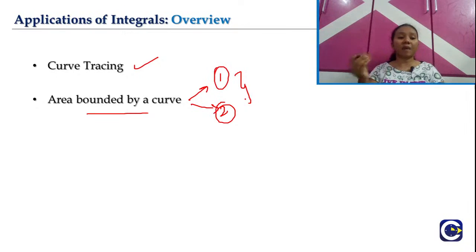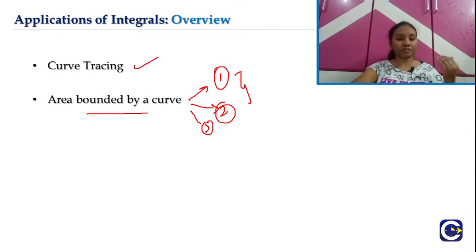But there is one more part in area bounded by a curve, the third part, where the curve is in parametric form. What happens if we have a parametric form, and how do we find the area bounded by it? That we are going to discuss today. So we are going to start with area bounded by a curve in parametric form. That will be the starting topic of today's session.